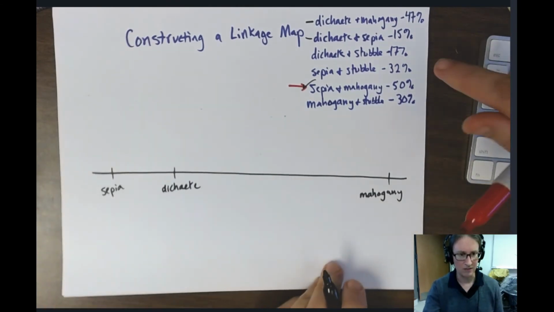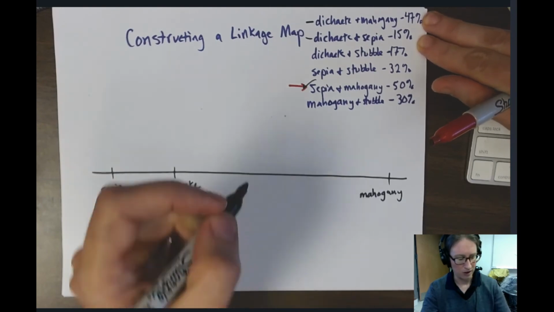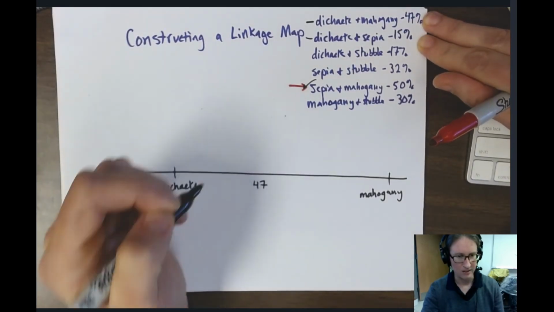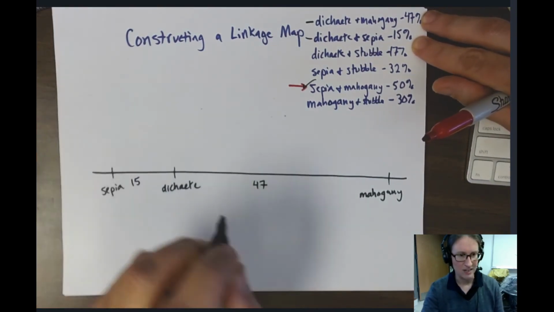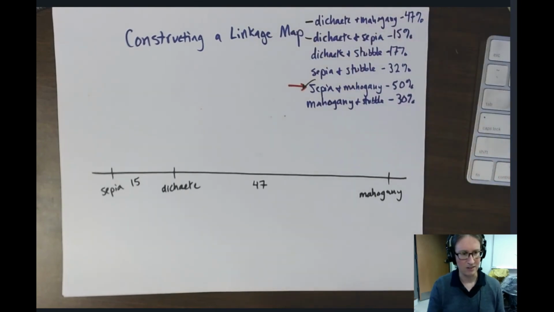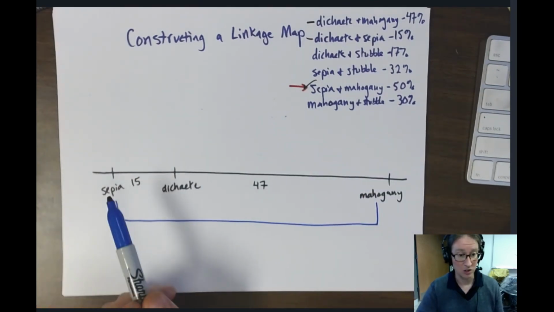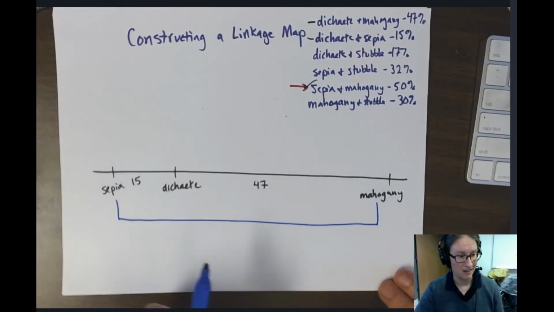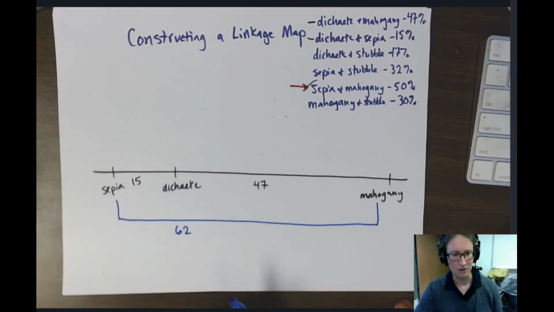Okay, and now more specifically here, we have a recombination rate for dikete and mahogany of 47%, so that's going to translate to 47 map units. And for dikete and sepia, that recombination rate is 15%, or 15 map units. And now notice something. 47 and 15 add up to a number that is greater than 50%. So as it turns out, sepia and mahogany, we can now add these up, right? That's going to give us 62 map units. Sepia and mahogany are 62 map units apart.